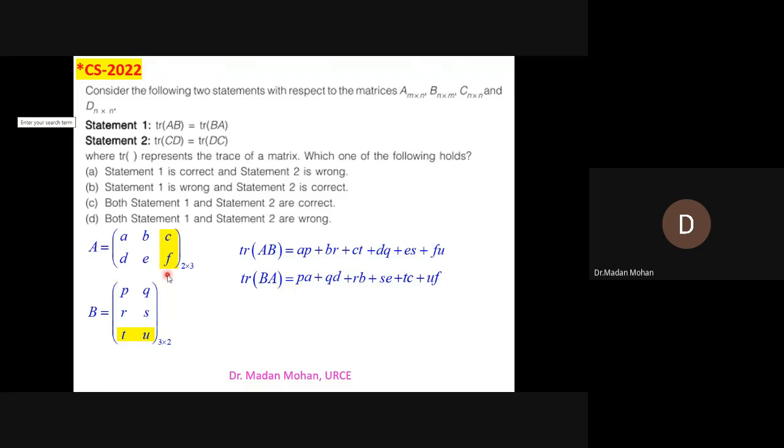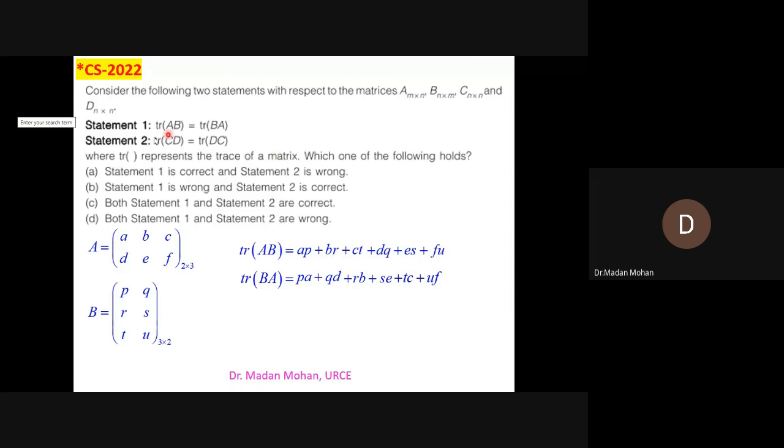Here A, B, C, D, E, F, P, Q, R, S, T, U are different numbers. I checked just 2 cross 3. Now observe statement 1. Is it right or wrong? Just observe. AP, PA: these are numbers. AP, BA. Next BR; BR is here. CT is here. DQ is here. ES is here. FU, UF. Okay. All are the same. Got it?